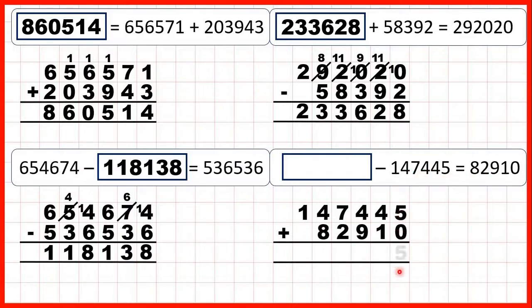5 plus 0 is 5, 4 plus 1 is 5, 4 plus 9 is 13, so 1, 3. 1 plus 7 plus 2 is 10, so 1, 0. 1 plus 4 plus 8 is 13, so 1, 3, and 1 plus 1 is 2. So our missing number must be 230,355.